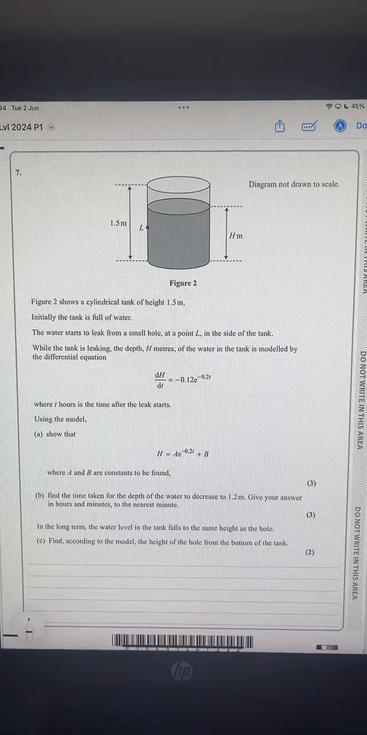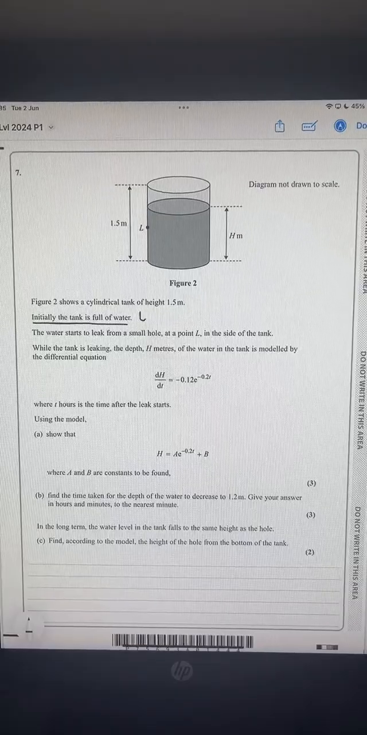Figure 2, I mean, it is a very big topic, so it could come up. So, figure 2 shows a cylindrical tank of height 1.5 meters. They've annotated that there. Initially, the tank is full of water, so that's at time t equals 0. The water starts to leak from a small hole at point L on the side of the tank.